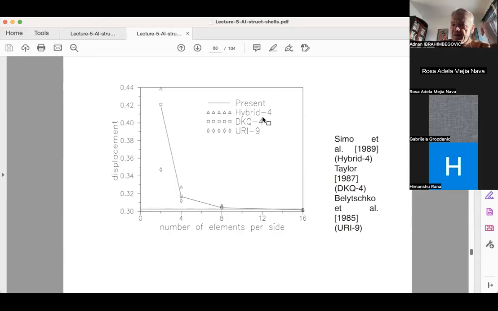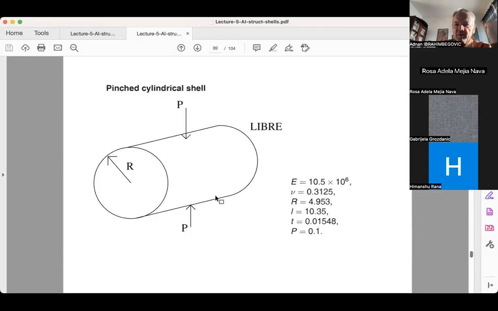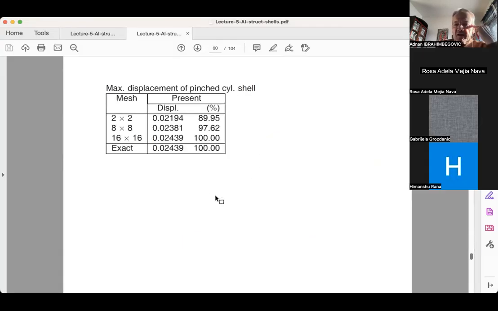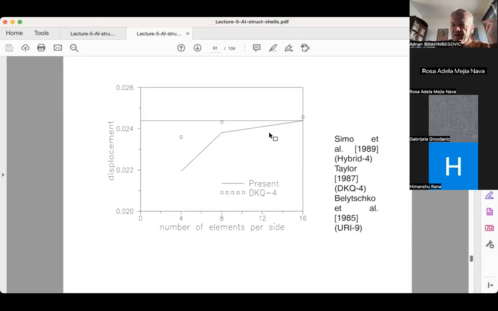This is hybrid stress interpolation again, and this is even a nine-node element, with reduced integration and stabilization. So the result is for a membrane-dominated problem. This is the pinched cylinder. It again converges to 100%. One is a little bit too flexible with the hybrid stress.